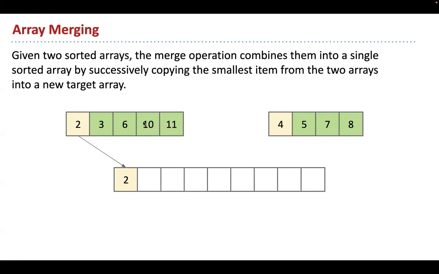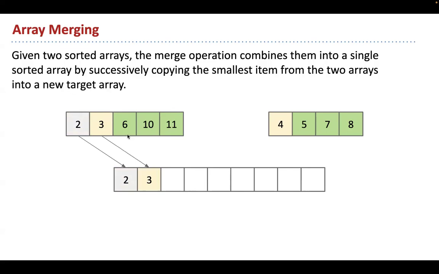Now I look at what's the smallest item on the left that I haven't copied yet? Well, it's 3. And I know that because the array is sorted. What's the smallest item on the right that hasn't been copied yet? It's still 4. The 4 hasn't been copied yet. So on the left, I have 3. On the right, I have 4. Which one should I copy next? I'll copy the 3 next. Okay, great. There's the 3.